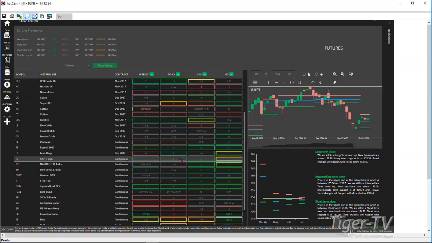basically show you that we've got green across the board. And what does that mean in every cell, weekly, daily, 240 and 60? That means that prices above profiles across all four of the major time frames that we look at, and more importantly, the weekly and daily. So let's just get out of this really quick. I want to pull up an S&P chart.